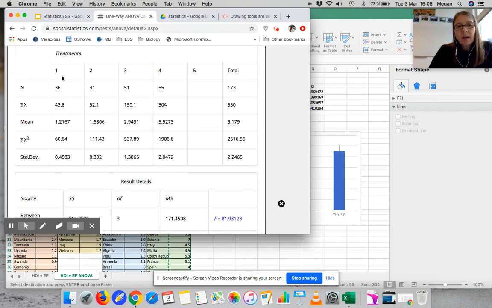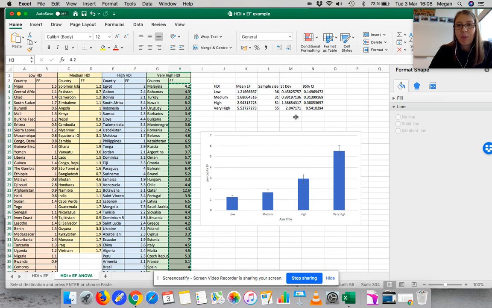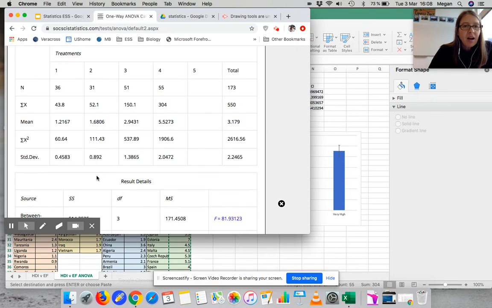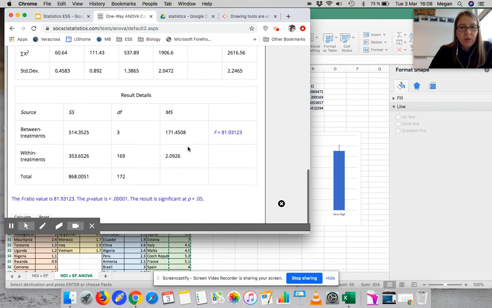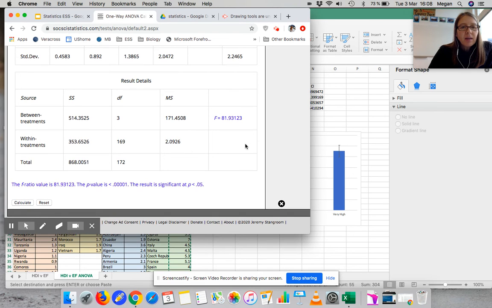It gives you the sample size of each of them. It gives us the mean of all of them, and so hopefully those match what we did here, so our sample sizes and our means. Okay. It gives us our standard deviations, which hopefully are similar for each of those groups. And then the key value that we're looking for here is the p-value.